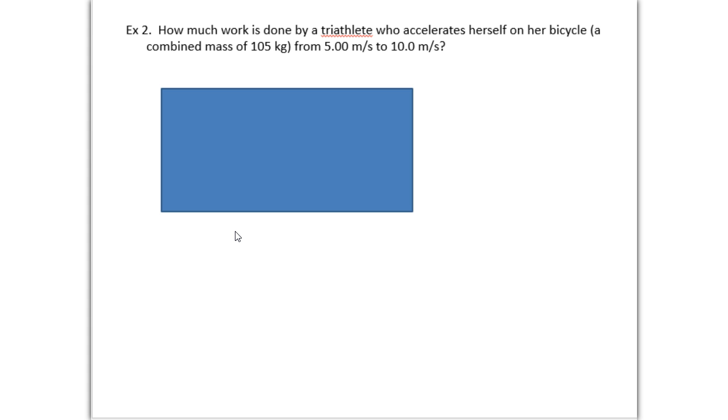Alright, so try using that formula in this example. How much work is done by a triathlete who accelerates herself on her bicycle, and there's a combined mass of 105 kilograms, and the cyclist is going to go from 5 meters per second to 10 meters per second. So how much work is done? So take a moment and do that.